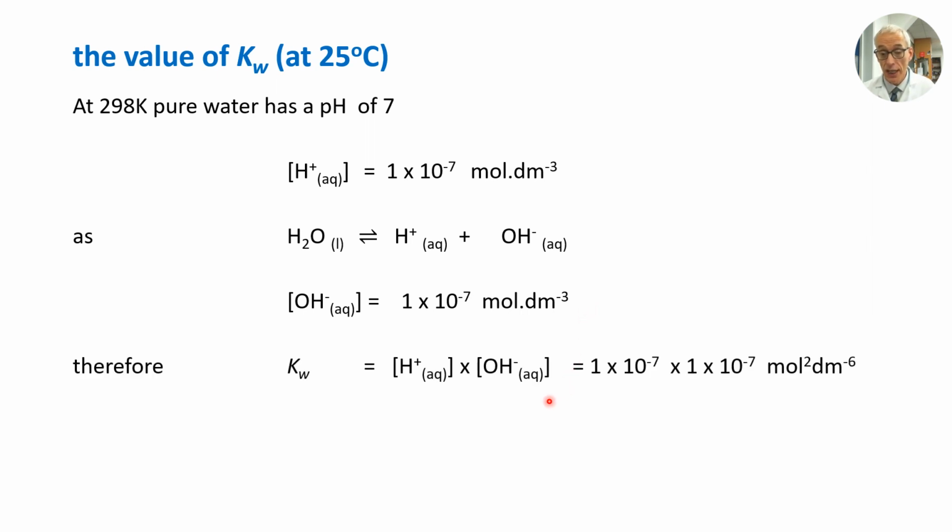Plugging that into Kw, which on the previous slide we showed was the concentration of H+ times the concentration of hydroxide ions, gives us 1 times 10 to the minus 7 times 1 times 10 to the minus 7, which of course is 1 times 10 to the minus 14, and our unit of course is moles squared decimeters to the minus 6. So that is the value, and it's always the value of Kw at 25 Celsius.